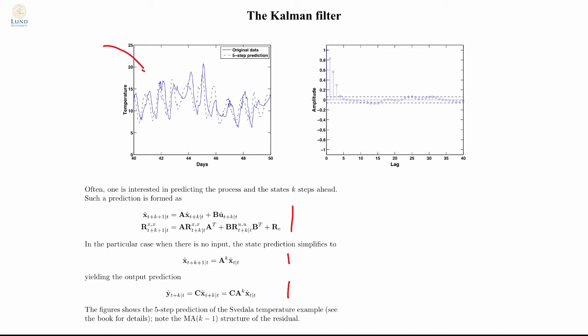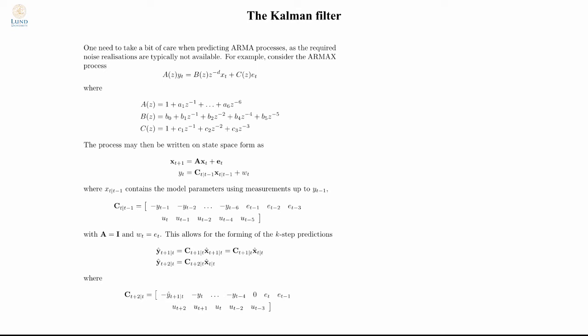Here is a result of a 5-step prediction of the Svedala data, and as you can see, I will get an MA(k-1), just as I expect it to be. One needs to be a bit careful when predicting ARMA processes. Here is an example using an input as well, so this is an ARMAX. I can write it on state space form, just as we have discussed before, so my C matrix will have this form. Notice now that my C matrix depends on the earlier residuals here.